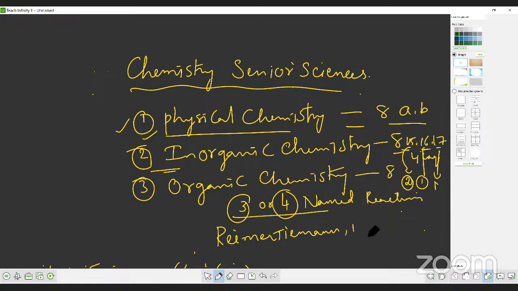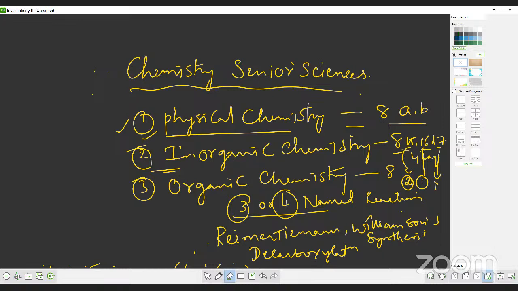The next comes Williamson's synthesis, also called ether synthesis, and decarboxylation is also very important. Other reactions are also important, but these reactions you definitely come across in the paper. So you have to be thorough with this. 16 marks you are going to score in this only. Okay, everyone? Right. Now we'll discuss the electives.